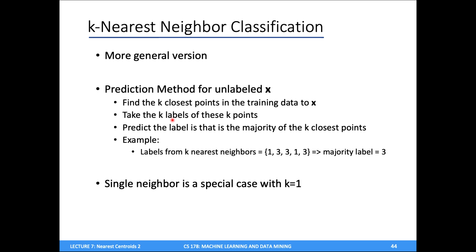We then take the labels of these k points that we found to be closest to X, and we just predict the label for X corresponding to the majority of these k closest points. So for example, if our k nearest neighbors had labels 1, 3, 3, 1, 3, the majority label here is 3. It appears most often, and so we'll predict a 3 for this new data point X. That single nearest neighbor algorithm that I demonstrated before is a special case where we just choose k equals 1. We just look at the closest neighbor.